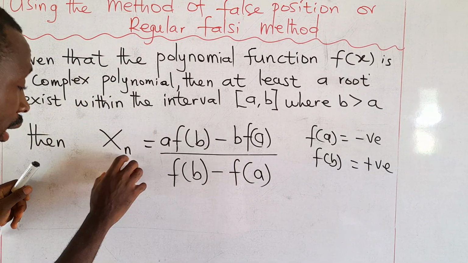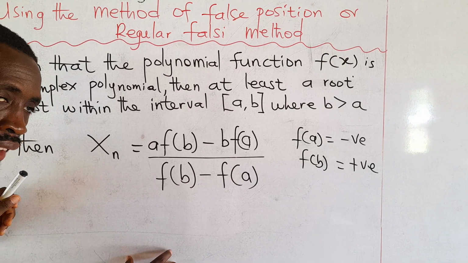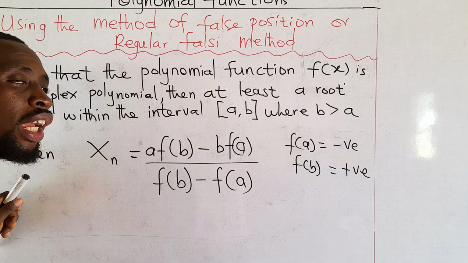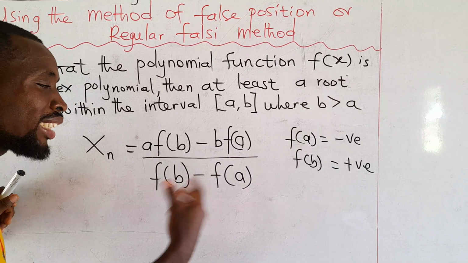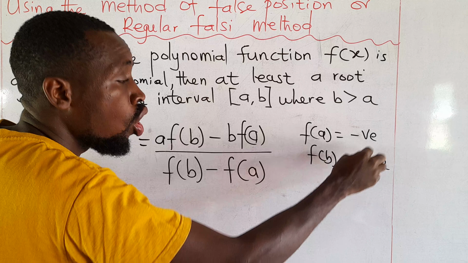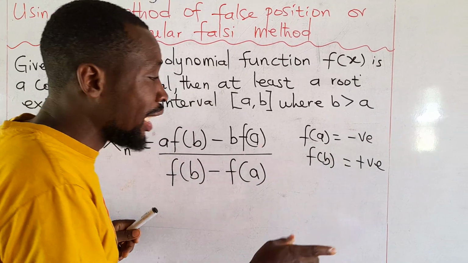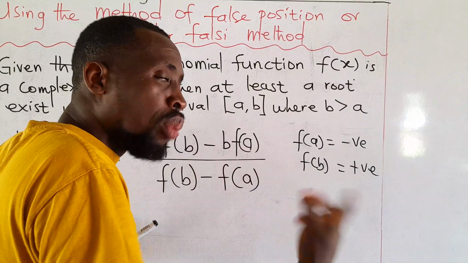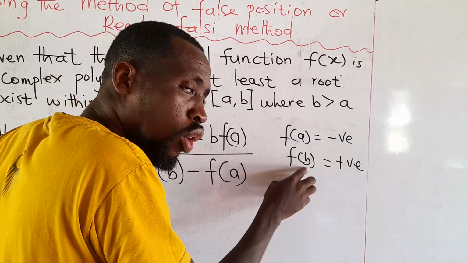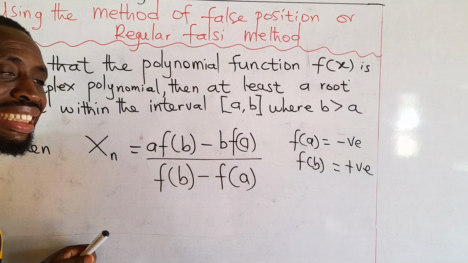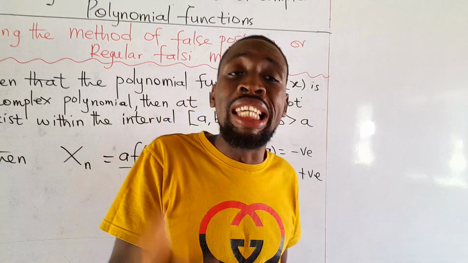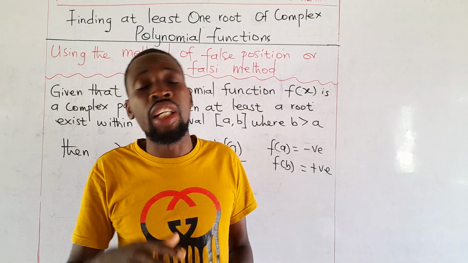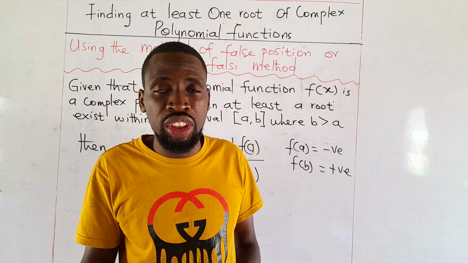Now, after we get that first value of x, which may be x1, we try to find the outcome of x1. What sign does it produce? Is it positive or negative? If it produces a negative, then it will replace our former a. If it produces a positive, then it will replace our former b, in that order, until we get up to a given iteration or approximation. So that's all the Regula Falsi method, or the method of false position, is telling us.